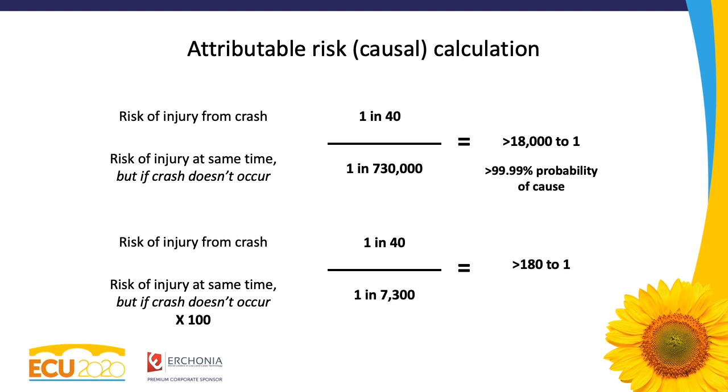So still, that ratio is more than 180 to 1 in favor of the crash as the cause. That means 179 out of 180 of the causes, or more than 99% probability of cause, is attributable to the crash. So that just gives you an overview of the thinking as to how this sort of analysis works. And it is evidence-based, and it is repeatable and systematic.